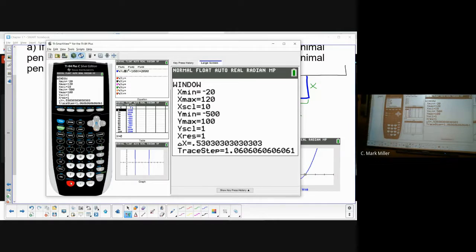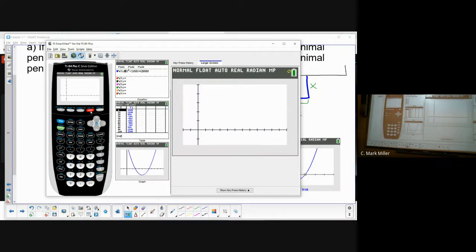Oh, X max, sorry. Clear. Let's make that 1,500. Yeah, I think minus. X scale 300 maybe. You don't have to put those exact figures in, but something like that should capture some of the graph. That's my point. I should have graph on this one. So I hit trace. There we go. Oh, I still don't have my y-intercept, but that's okay.